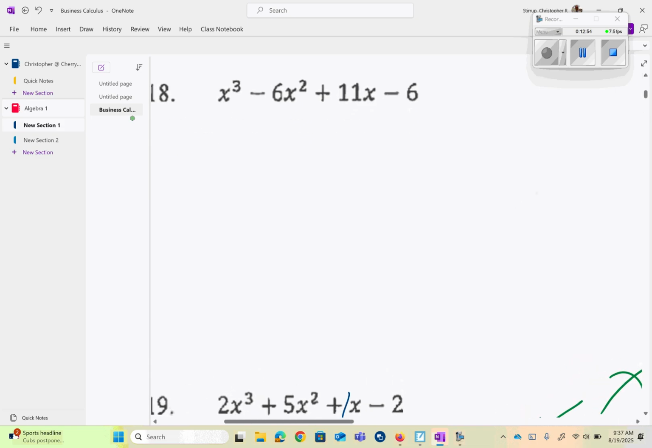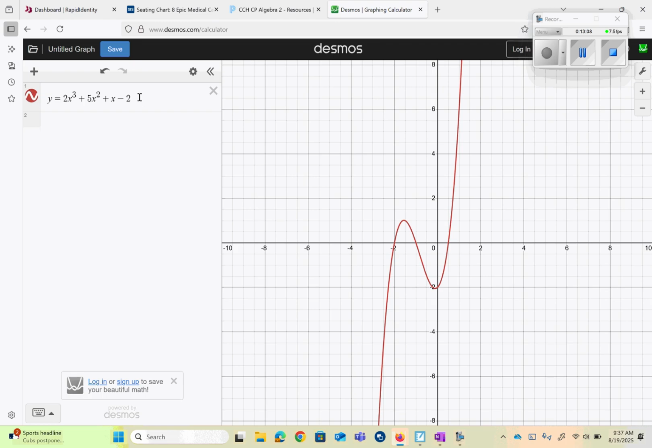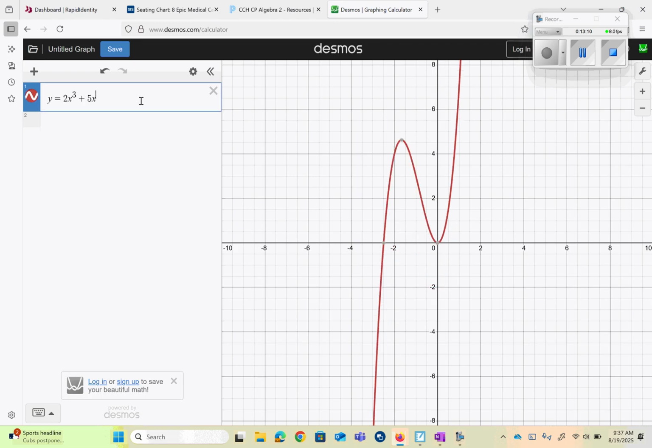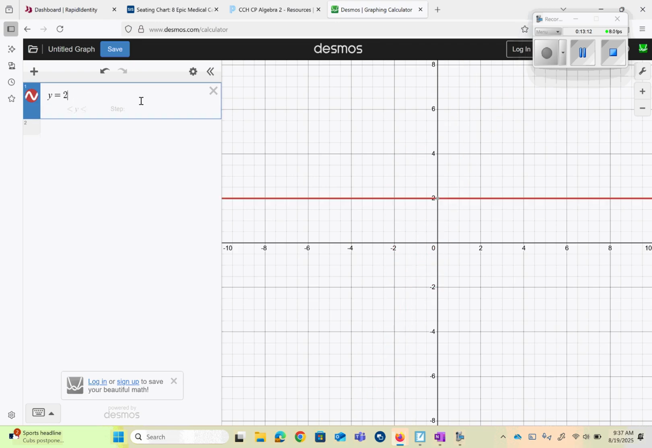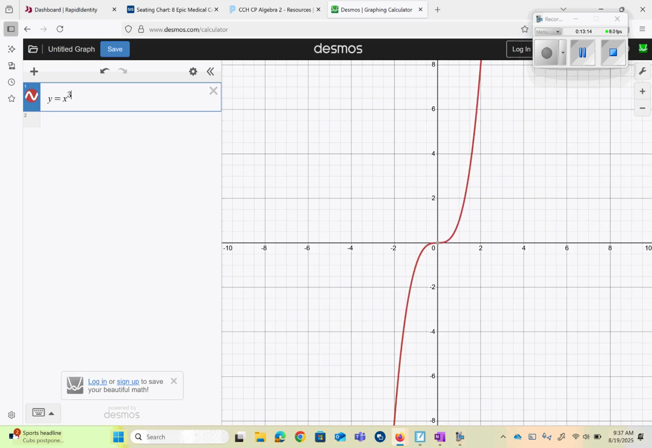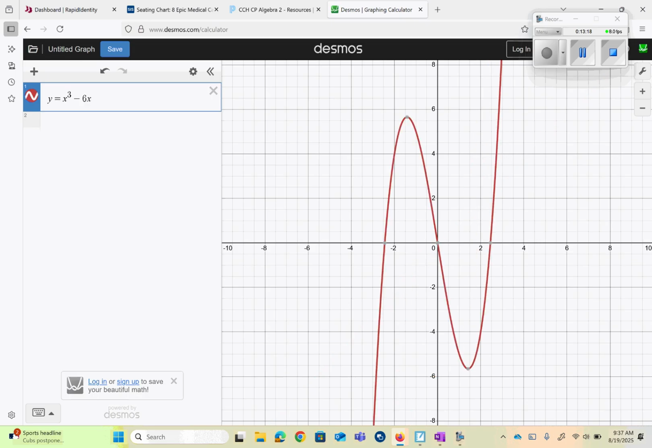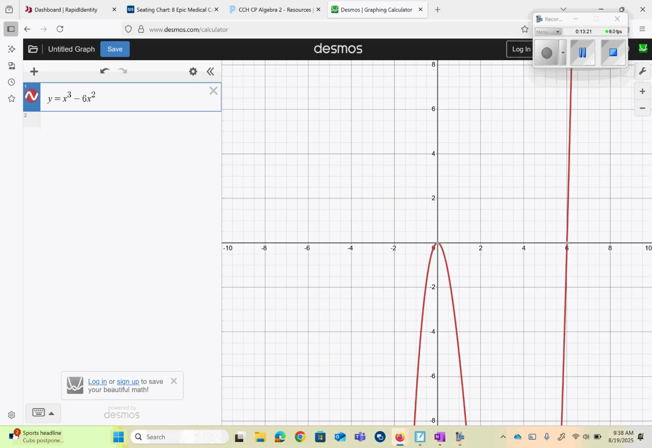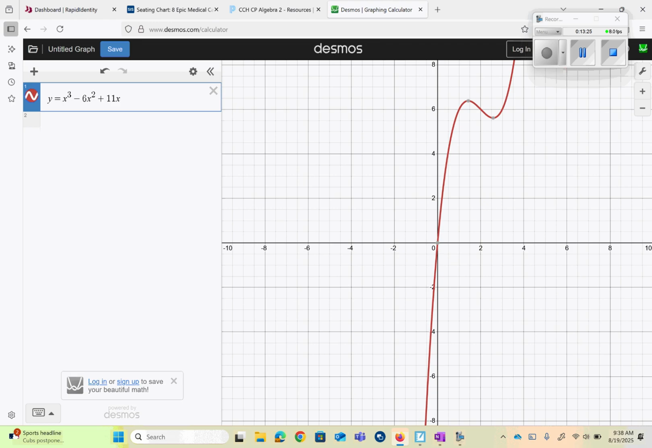We're going to start out using Desmos. Okay, this is raised to the third power, so it should cross the x-axis 3 or 1 times. Okay, so we have to kind of always keep in mind, is there a wiggle that could take place? And that is possible. So 18, we have x raised to the third minus 6x squared plus 11x minus 6.